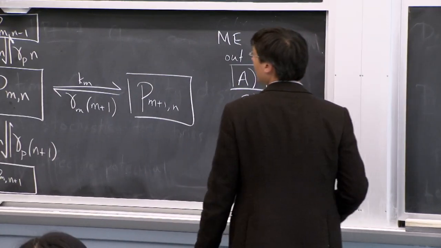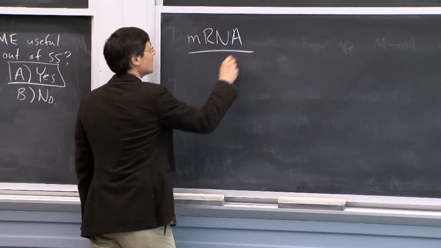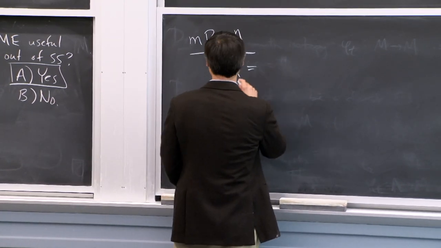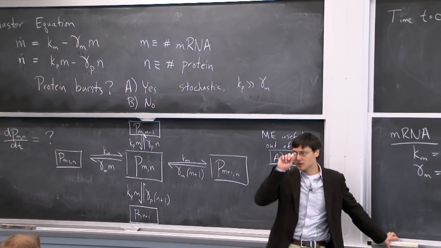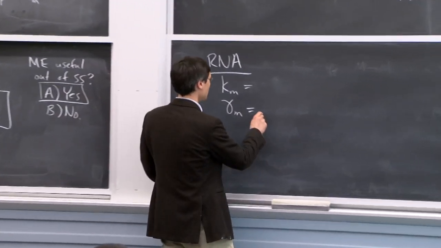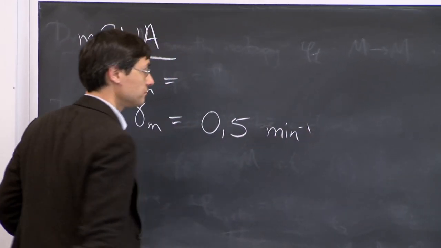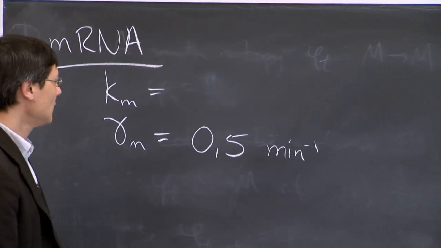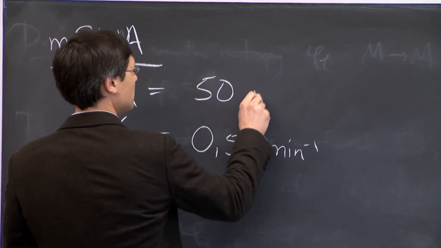Now we can be concrete though. Let's imagine that I tell you we want to look at the mRNA number here, and that km is equal to... let me make sure. Okay, gamma. What are typical lifetimes of mRNAs in bacteria again? Right, order a minute. So let's say this is 0.5 per minute, to give a lifetime of around 2 minutes. And then let's imagine that km is 50 per minute.